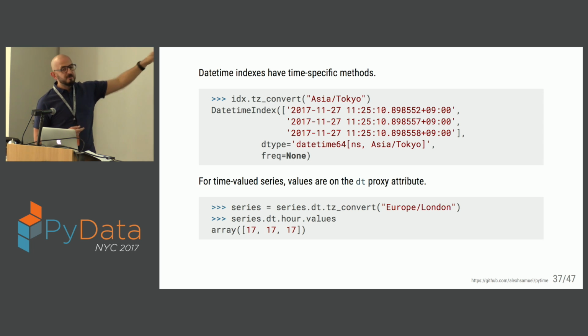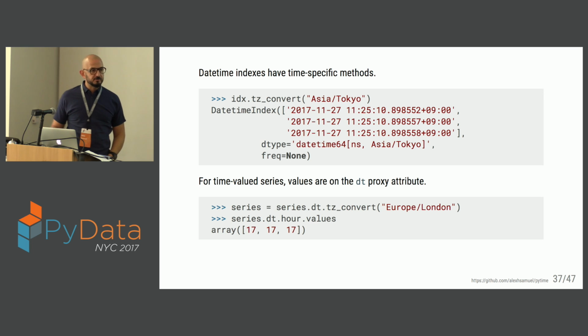If you have a time-valued series, so where not the index, but the actual values are times, the time methods are not directly on the series object. There's this dt proxy object that kind of collects them together. So you do series.dt.tz_convert or tz_localize, or just .hour if you want to get the hours out. And that's how you work with time-valued series or columns and data frames.